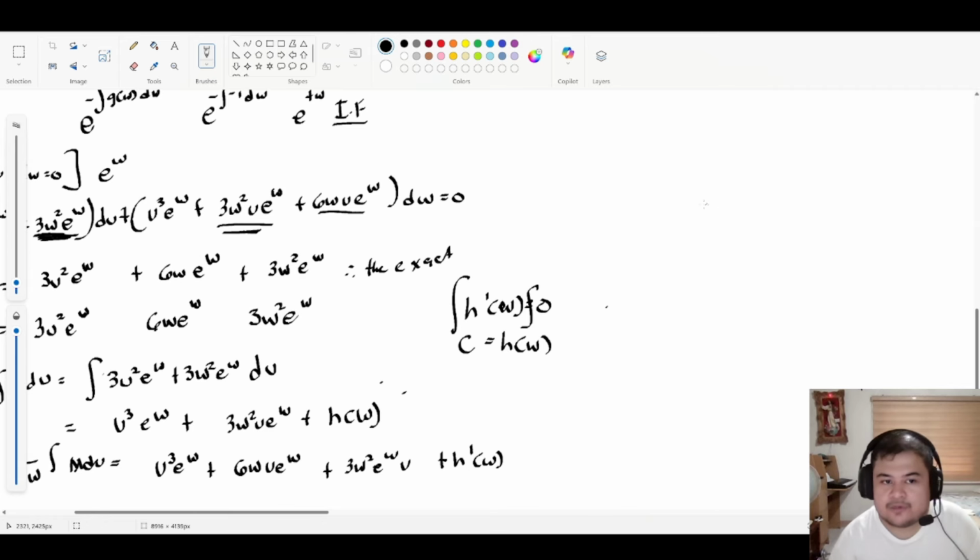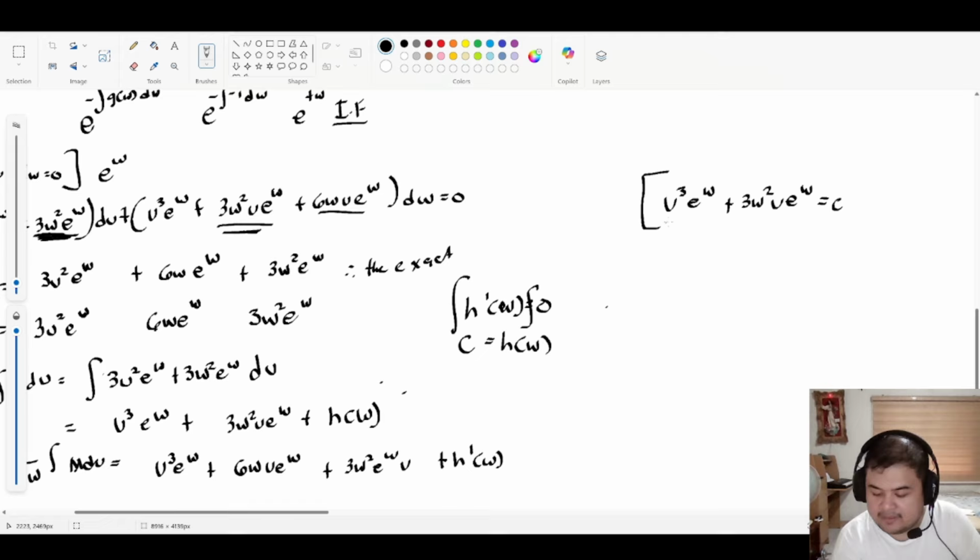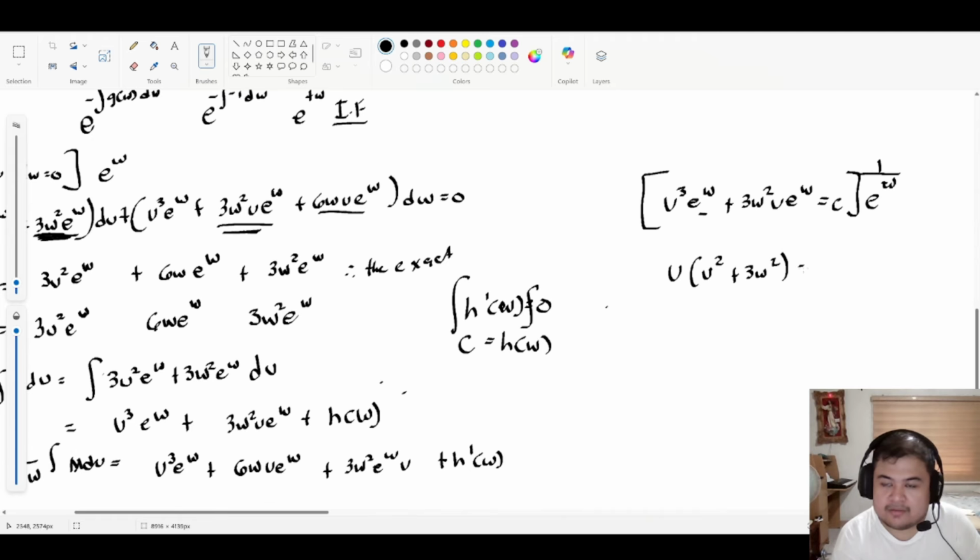Your general solution now is u cube e to the w plus 3w square u e to the w is equal to c. Divide both sides by e to the w, and I'm gonna separate u. So u square plus 3w square is equal to c e to the negative w. That is now our general solution.